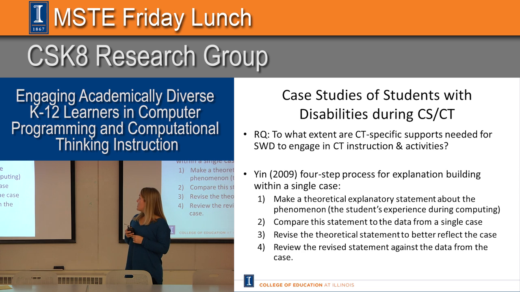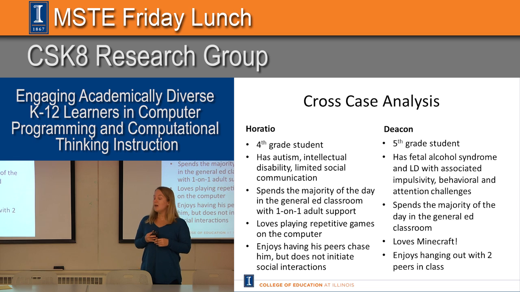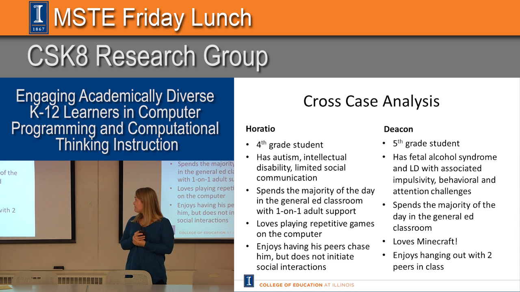And can you go ahead and go forward? The two students we worked with, we call them Horatio and Deacon. One was in fourth grade and one was in fifth. Horatio had autism and intellectual disability. He had more significant support needs than Deacon. He was verbal, he did speak, but he did not speak to people often, and he did a lot of echoing what people said to him, and he's the one that had the one-on-one adult support. Deacon had fetal alcohol syndrome that had caused a learning disability for him, and he mostly struggled with paying attention and being on task and completing his work.